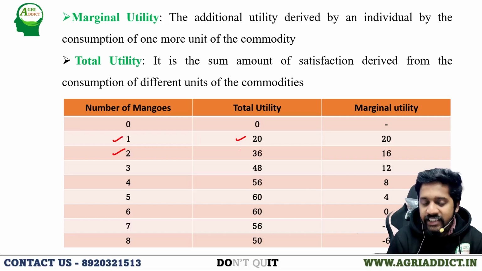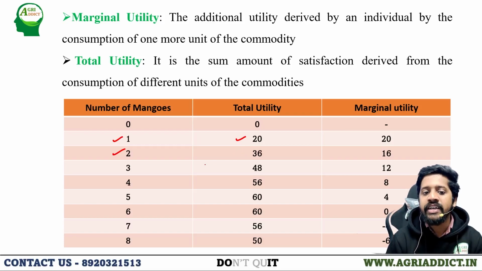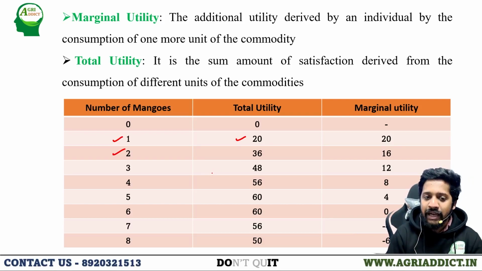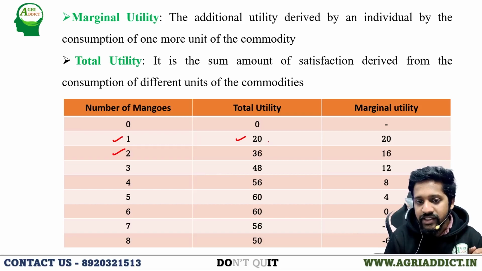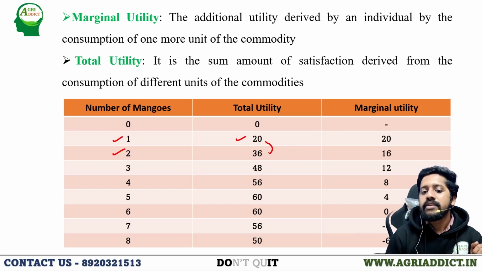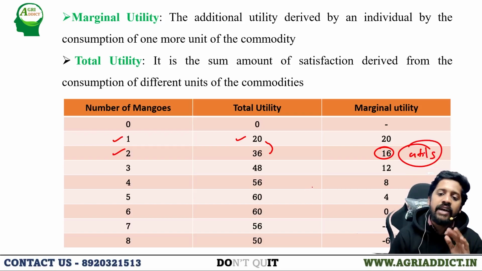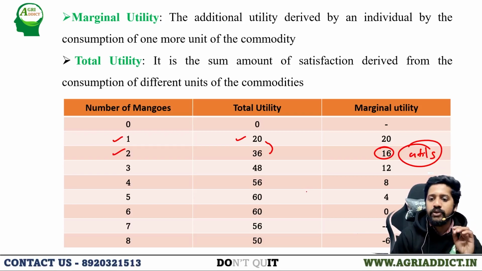So the additional satisfaction, or the marginal utility, derived from consuming the second unit of mango can be obtained by taking the difference of the utility that I gained from the second mango and the first mango. So the difference is 36 minus 20, that is 16. While consuming the additional unit, that is the second mango, the additional satisfaction I got is 16 utils. Utils was nothing but the imaginary unit that Alfred Marshall proposed in order to measure the utility.